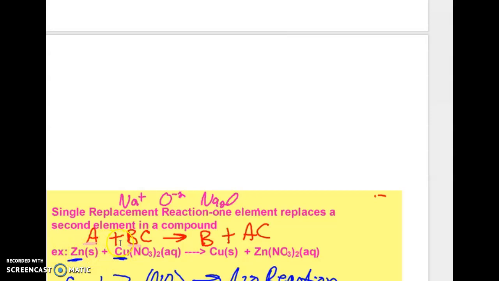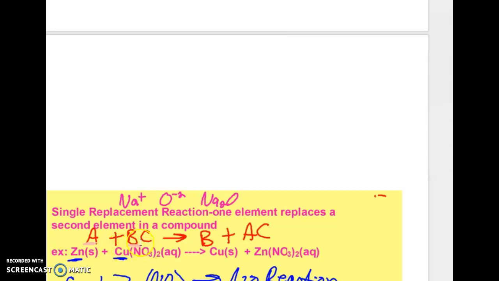So zinc is going to replace copper on the copper nitrate. And then copper is by itself, singly, and you can see it's a solid here. So this is important too. The zinc is a solid, right? Because it's a metal. The only metal that's not a solid at room temperature is mercury. So zinc is a solid.